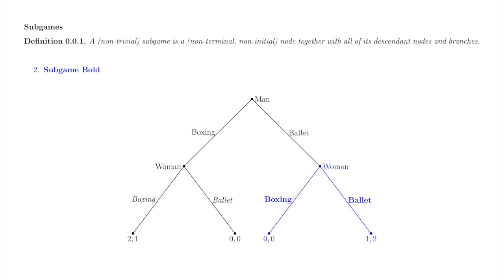And here in blue is what we will call subgame bold. It begins at the woman's node in blue following the man's selection of ballet. It consists of the blue node with the woman's name on it, the two branches descending from that node, and the terminal nodes at the end of each of those branches. In addition to these two non-trivial subgames, note that the game is a subgame of itself, albeit a trivial one.